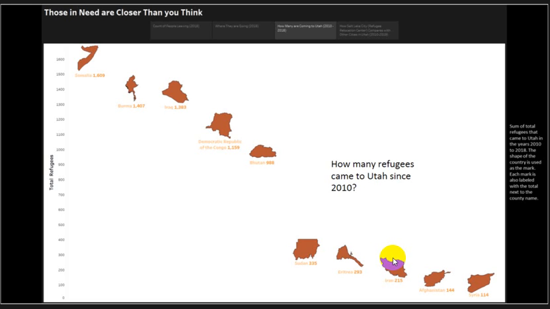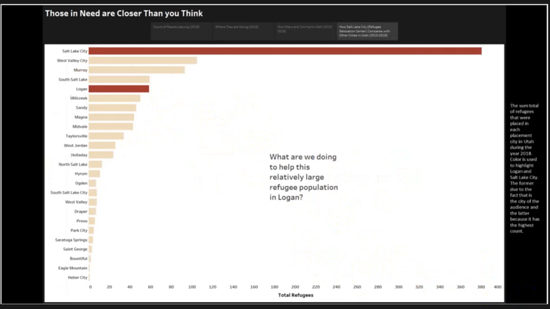In Tableau, it's possible to use country outlines as your marks. I put a demo on last week's Canvas page about that, but how many refugees have come to Utah since 2010, the countries with some population numbers. And then a bar chart. You know, what are we doing to help? This is a question unrelated to the data. The bar chart is pretty exaggerated, but annotations and footnotes up in the title up here.